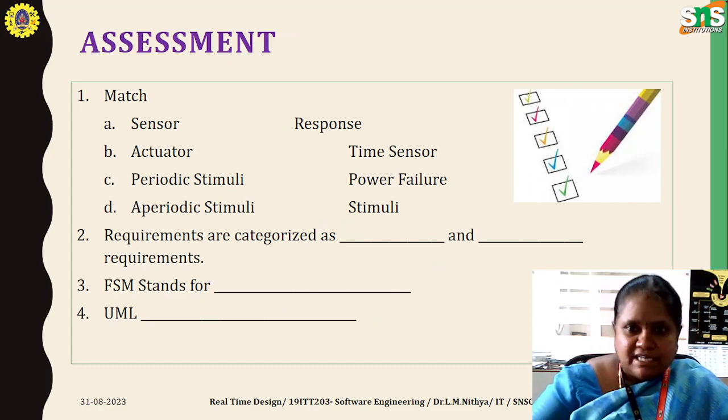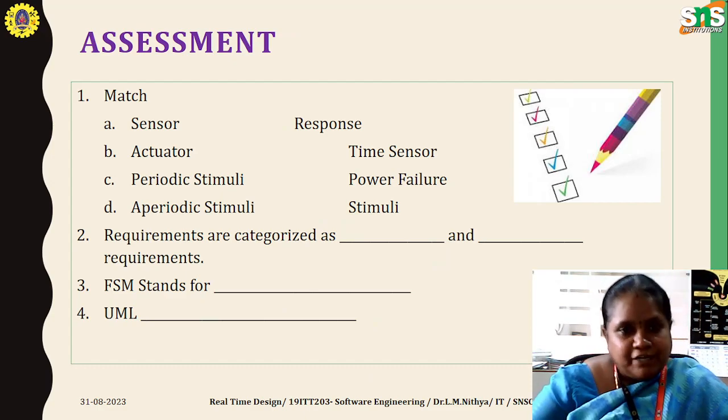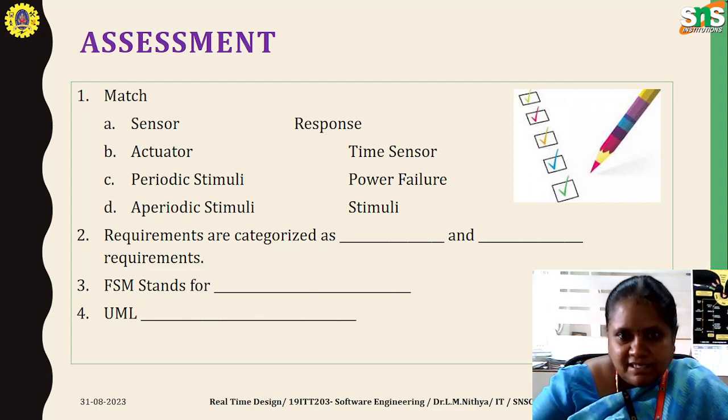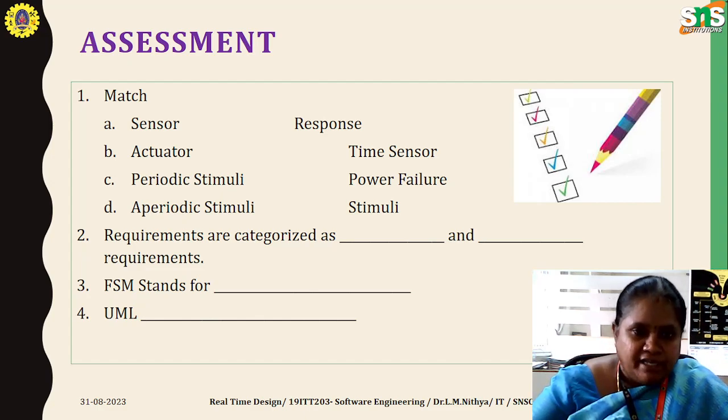Coming to the last part, I have given an assessment here. Can you match A, B, C, D with the right side parts? Okay, I will come with the answers. Actuator is nothing but response. Periodic stimuli is a timer sensor. Aperiodic stimuli: power failure is an example of aperiodic stimuli. Then the sensor will create stimuli. Okay, that is the matching part.